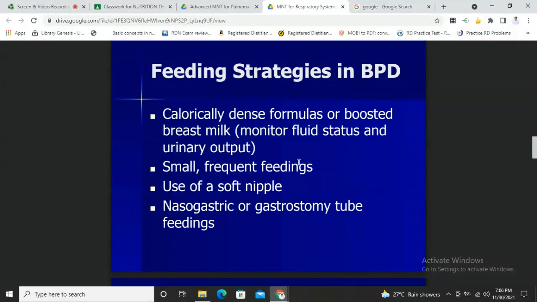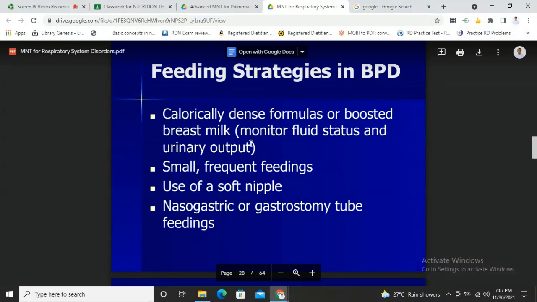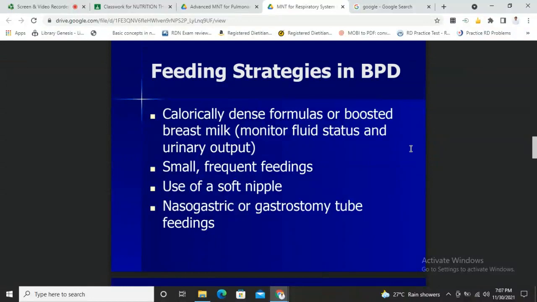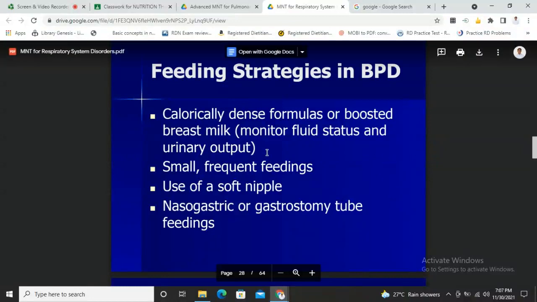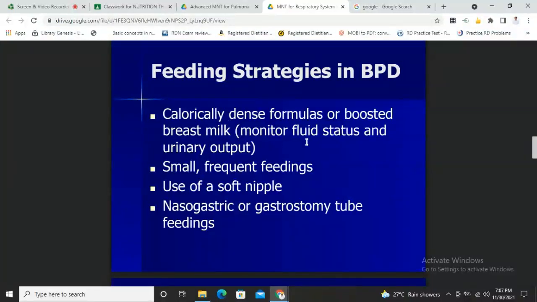So what are our feeding strategies in BPD? Calorically dense formulas or boosted breast milk. Okay, it depends again on the status. Of course, if the baby is not meeting the increased energy requirements, then you might have to resort to the means I mentioned earlier to increase their energy intake, like boosting the breast milk.